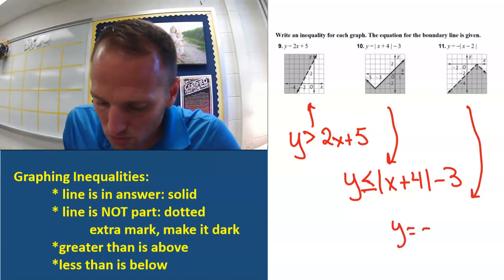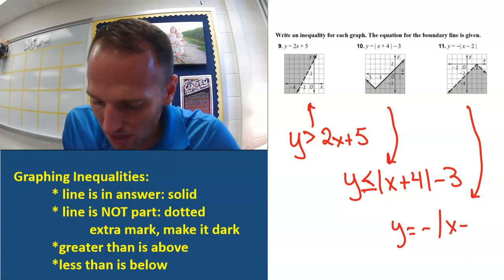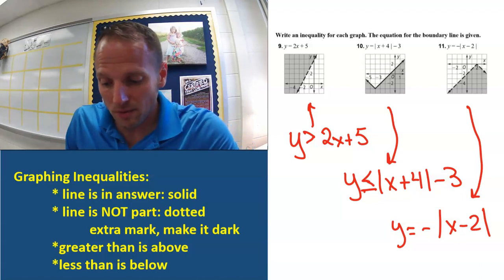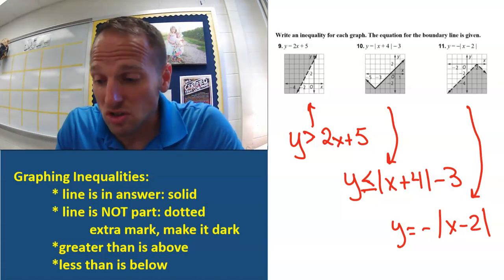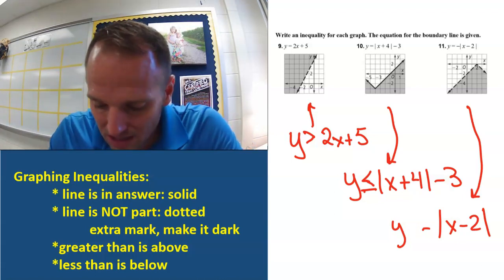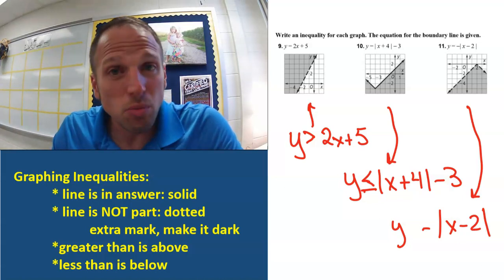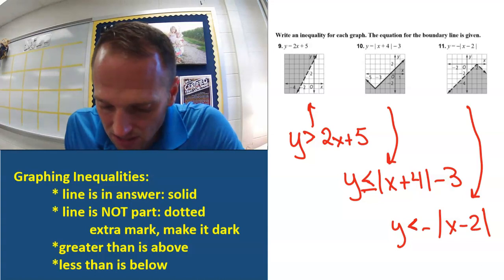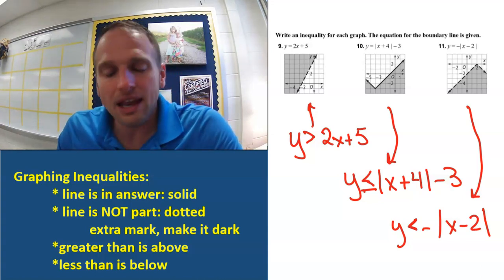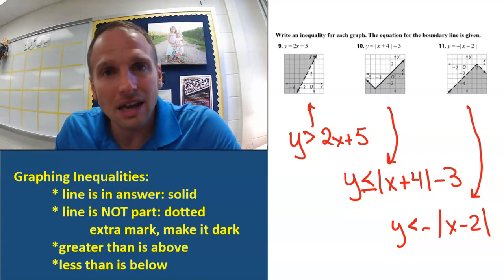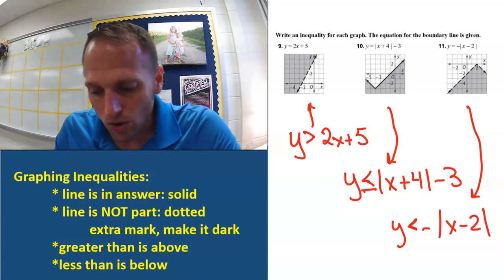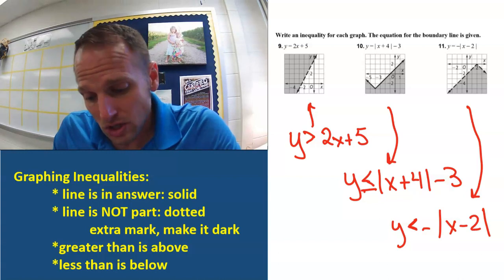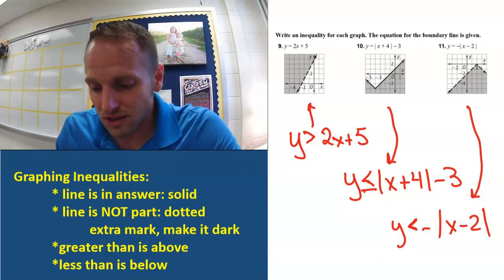y equals the negative absolute value of x minus 2. Remember that negative sign out front, that's why it's pointing down. So let's just change the sign and see what it needs to be. Are we shaded above or below? This is below, right? So we're going to be less than. And it is a dotted line. And so it's just going to be less than. It's not going to be less than or equal to. So these are our 3 answers for these inequalities.